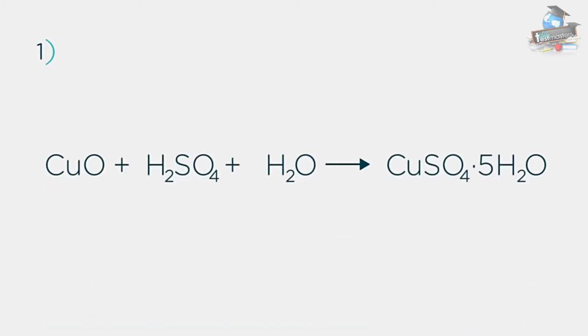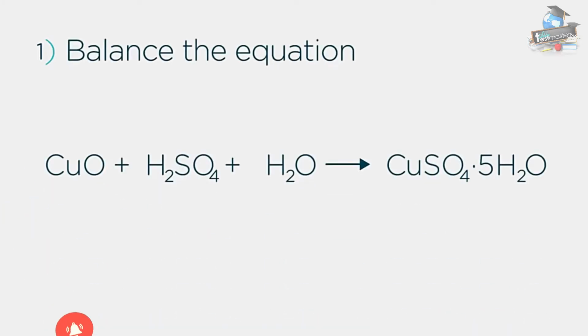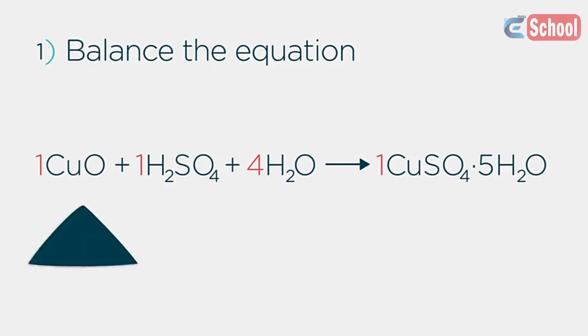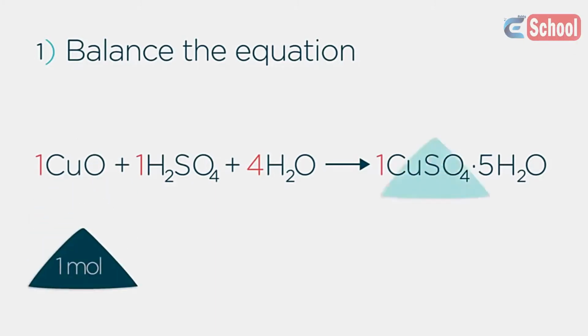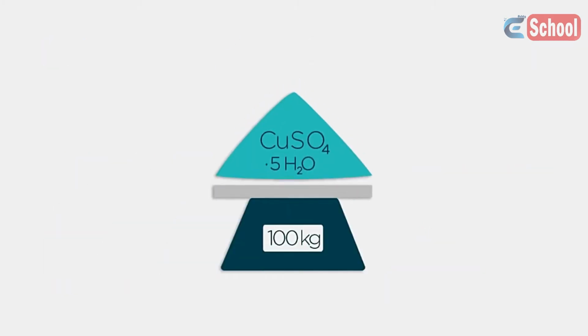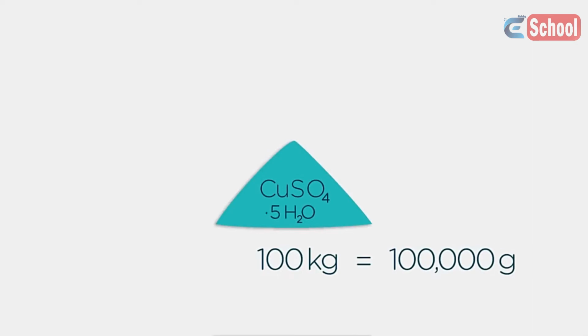The first thing to do with any challenge like this is to look at the chemical equation and balance it. Fortunately, that's not difficult here because, as you can see, all we need to do is change the molar ratio of the water from 1 to 4. The molar ratios for all the other species are 1. You now know that every 1 mole of copper oxide reacts to form 1 mole of copper sulfate. 100 kilograms or 100,000 grams of the copper sulfate are required.